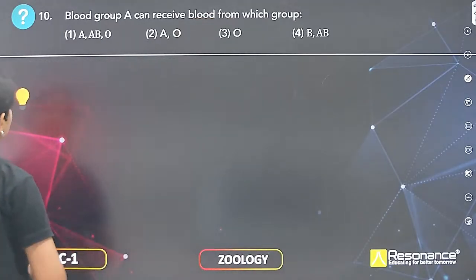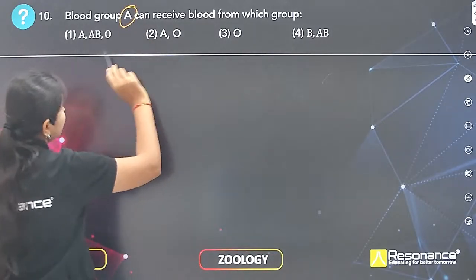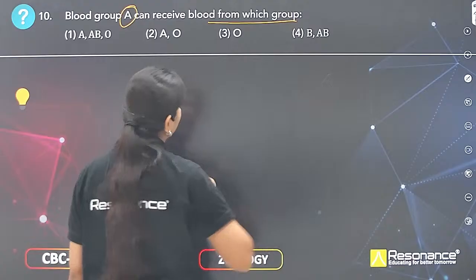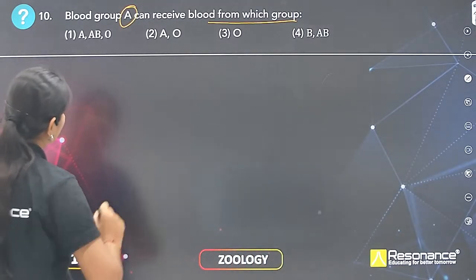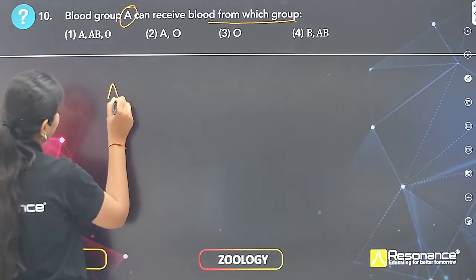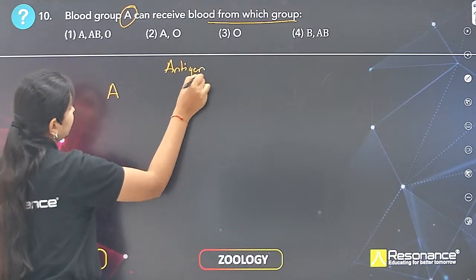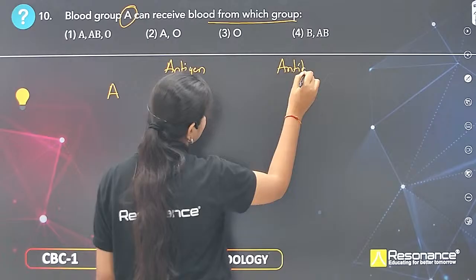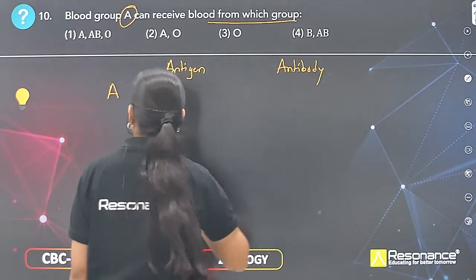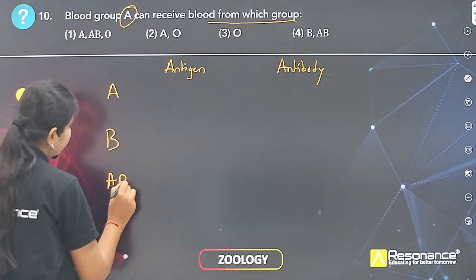Okay, next, blood group A can receive the blood from which blood group? Okay, so here let us quickly do it. Fine. So here you have the blood group A. So what is an antigen? What is the surface? Okay, here we have the antigen. Here we have the antibody. You have this A, you have this B, you have AB, you have the O.